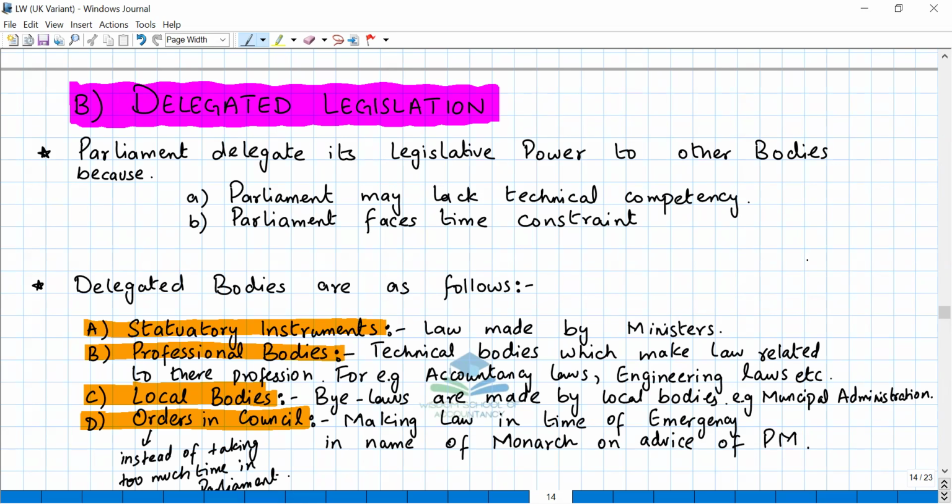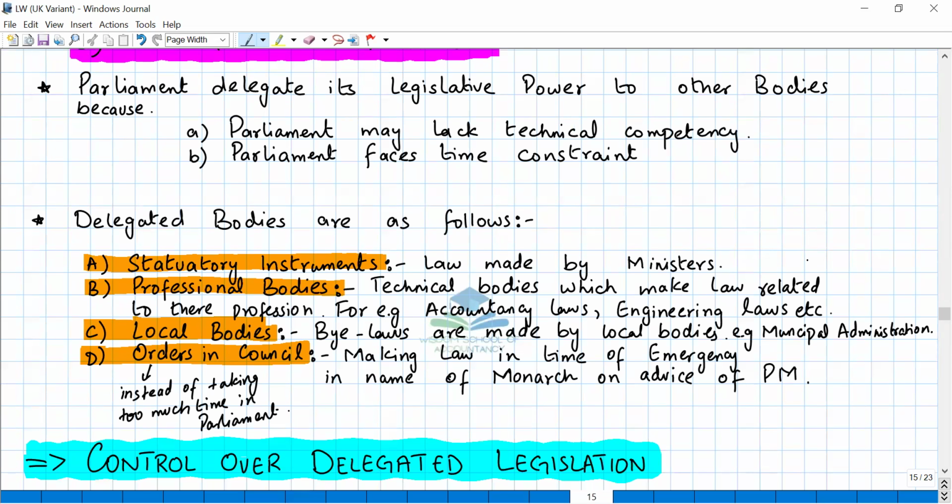And why will they do that? First reason is parliament may lack technical competency, that we just talked about. The parliamentarians may not be technically competent to create the law, so they delegate the power to somebody who is competent. Or the parliament faces time constraint. Like for example, there are thousands of laws that are created, so the parliament does not have that much time to create all laws. So they delegate their power and they will only create the important laws. That's it, right? So the other laws can be created by the delegated bodies. Clear? Now, what are delegated bodies?